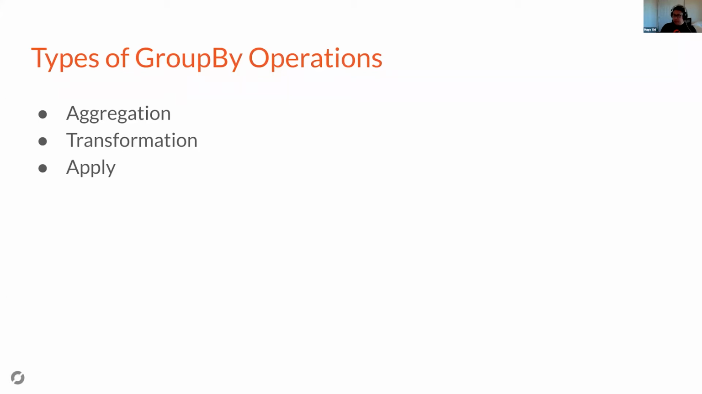There are three types, and we're going to talk about this from the pandas perspective first, because the Dask DataFrame group by is based off of the pandas DataFrame group by. Pandas group bys have three types. There are aggregations, there are transformations, and there are applies. And I'll go through what those mean.